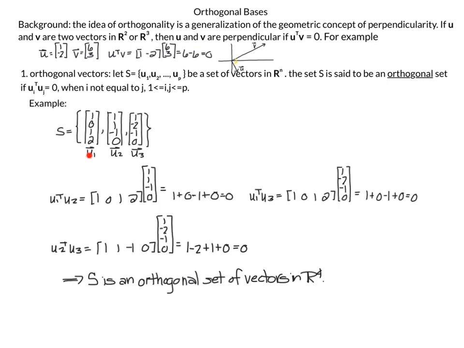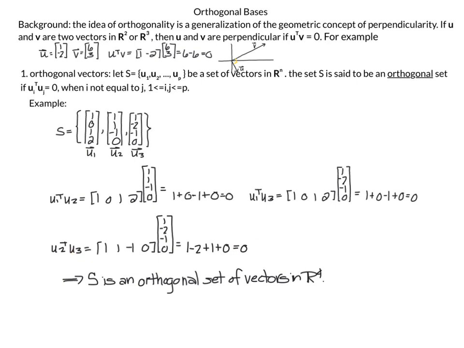Our next example has vector u1 equal to 1, 0, 1, 2, u2 equal to the vector 1, 1, negative 1, 0, and u3 equal to the vector 1, negative 2, negative 1, 0. If I do u1 transpose times u2, I have 1 times 1, 0 times 1, 1 times negative 1, and then 2 times 0, which is just 0. When I sum these together, I get 0. Similarly, I can verify that u1 transpose u3 and u2 transpose u3 are equal to 0.